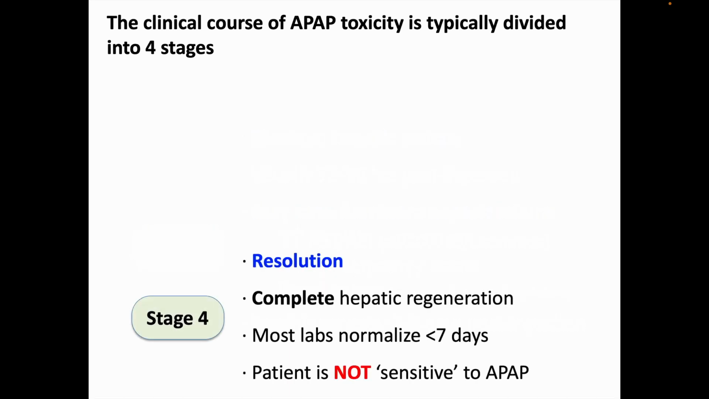It's quite possible a patient's hepatotoxicity will plateau and they will go on to recover. Stage 4 is the resolution stage. Most lab abnormalities will resolve within a week, although the abnormal labs from kidney failure can take longer. And this resolution or recovery, for those patients who don't go on to die of liver failure, is complete. These patients will regain their previous liver function. They are not now sensitive to acetaminophen and can use therapeutic doses in the future without additional risk.